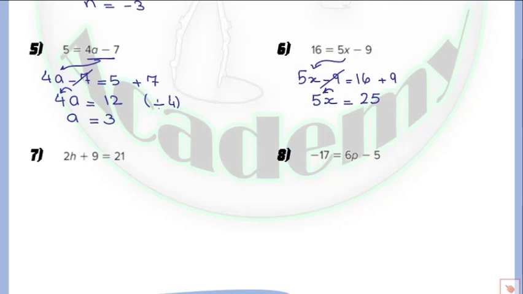A number multiplied by x, divide by this number. So now we have x equals 25 divided by 5 equals 5.